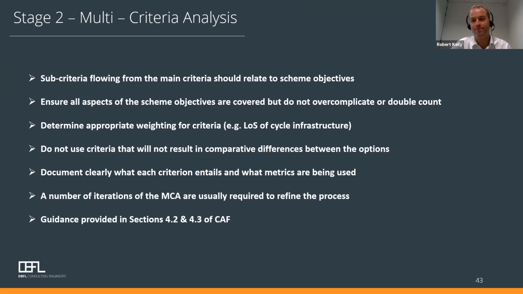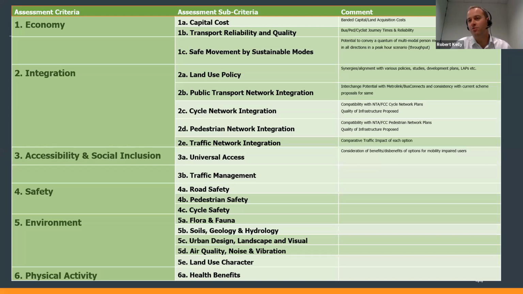But there is general guidance provided in sections 4.2 and 4.3 of the CAF as well, in terms of what criteria might typically be applied. So just to go through quickly some of the range of the criteria we looked at in the R132, obviously we took the main assessment criteria from CAF there on the left, and we took sub criteria then stemming or flowing from those.